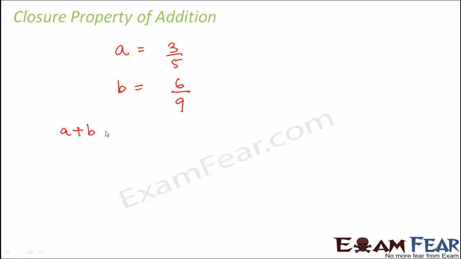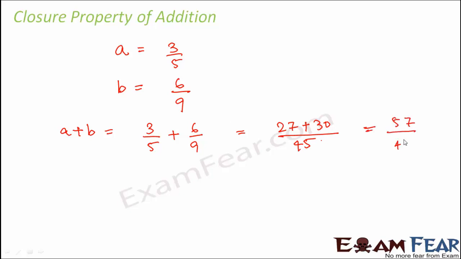So the sum of A and B would be 3 by 5 plus 6 by 9. So this would be equal to 27 plus 30 divided by 45. So that's how we add such numbers. So this would come out to be 57 by 45.